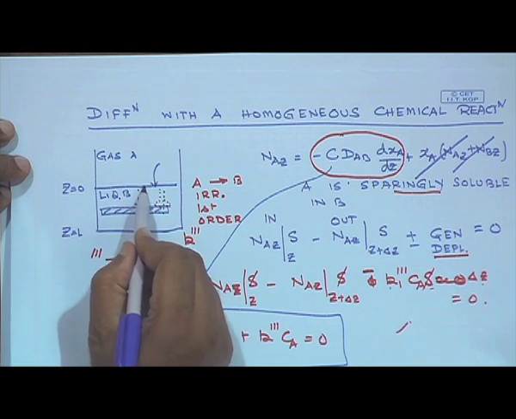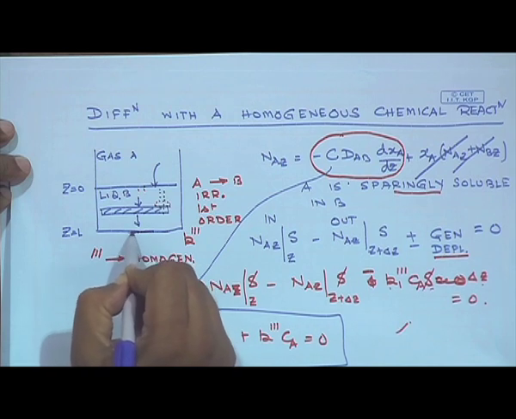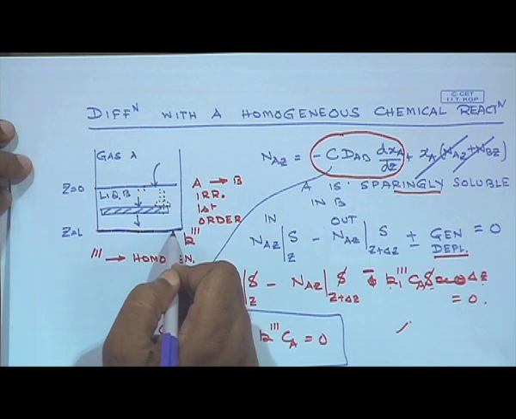So, here Z equals 0 refers to this, and when the diffusing molecules come to Z equals L, this essentially behaves like an insulated surface in heat transfer.